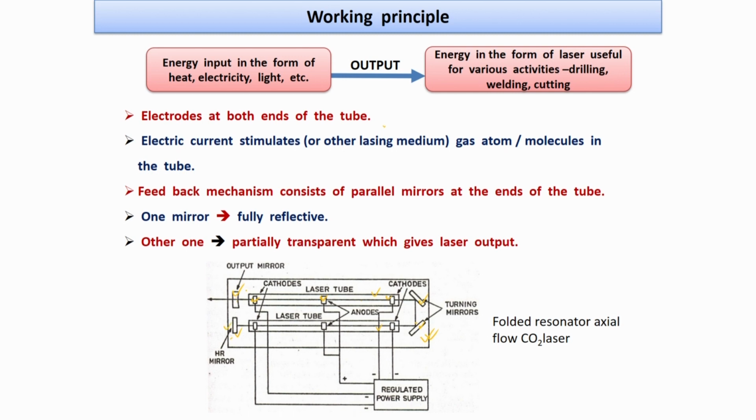But when a photon comes outside toward this highly reflecting mirror, it will come back inside after reflection from this highly reflective mirror. So again it is coming inside. It redirects the photons to come back again into the lasing medium. This kind of CO2 laser or gas laser is a folded resonator axial flow CO2 laser.